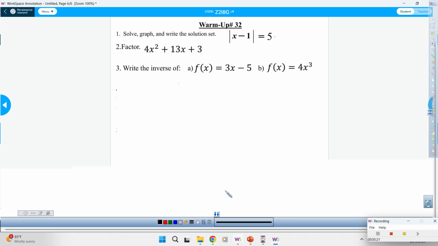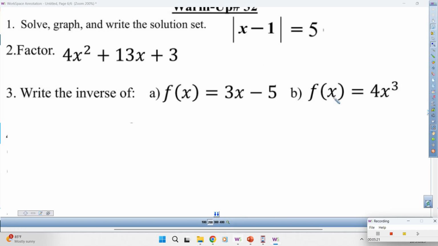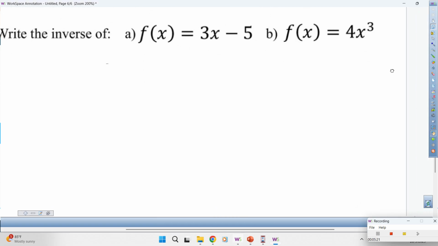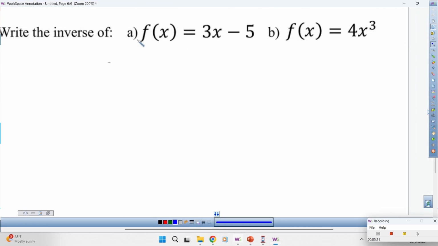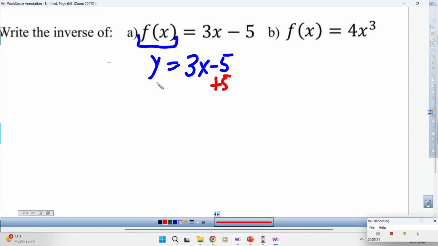All right. However, let's go with Scarlett. Help us with 1A. What is my first step? So switch fx to y, so we end up with y equals 3x minus 5. Ooh, Scarlett in the house. Plus 5, plus 5. She reminds me of being in kindergarten. Let's go. So we got y plus 5 equals 3x, and then?